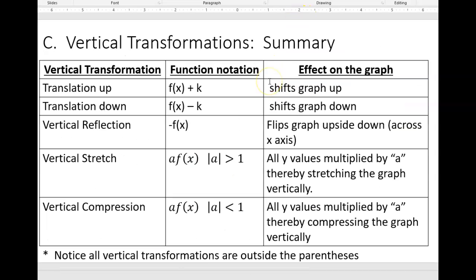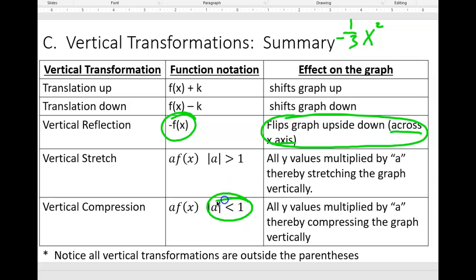So we're going to go back to the vertical transformations here, and we're going to look. We have a negative in front of our function, right? We're taking the x squared and we're making it negative, first of all. That's going to flip the graph upside down, or another way of saying it is across the x-axis. Another thing that we're doing is we're multiplying it by a 1/3. And 1/3 is less than 1. So when you multiply your function by a number less than 1, you end up with a vertical compression. A vertical compression. So there is our explanation.